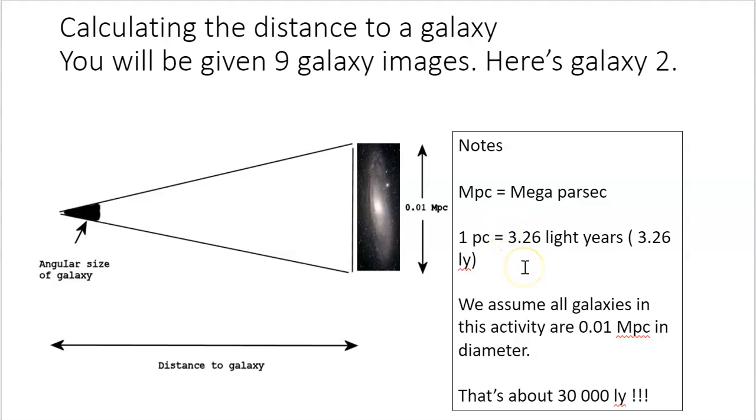In this activity, we are going to assume that all of the galaxies that we look at are the same diameter, so 0.01 megaparsecs, and that's about 30,000 light years. There are plenty of galaxies bigger than that, but these are the ones we'll be using.